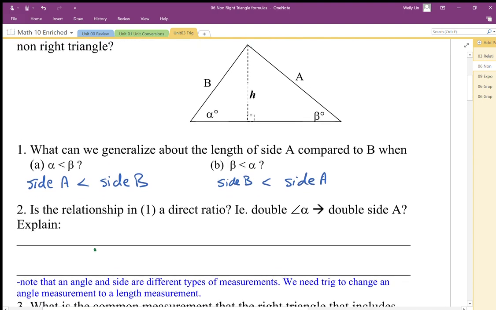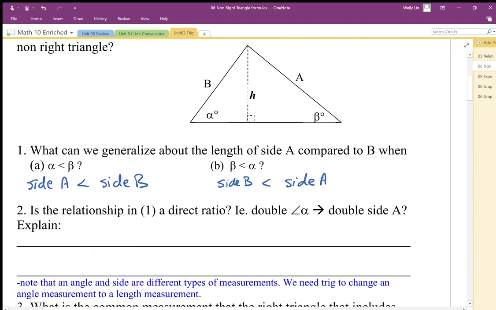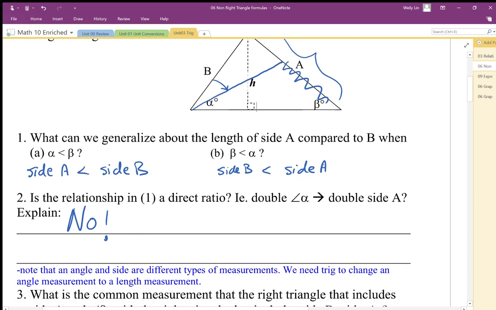So is this relationship a direct ratio, meaning that if I double the angle, I double the opposite side? Well, that's not true, so I'm going to put a big no here. I can show this by splitting this angle in half, and I can see that as I take half of that angle, this piece is not half of the whole length. So there's not this half-half or double-double relationship.